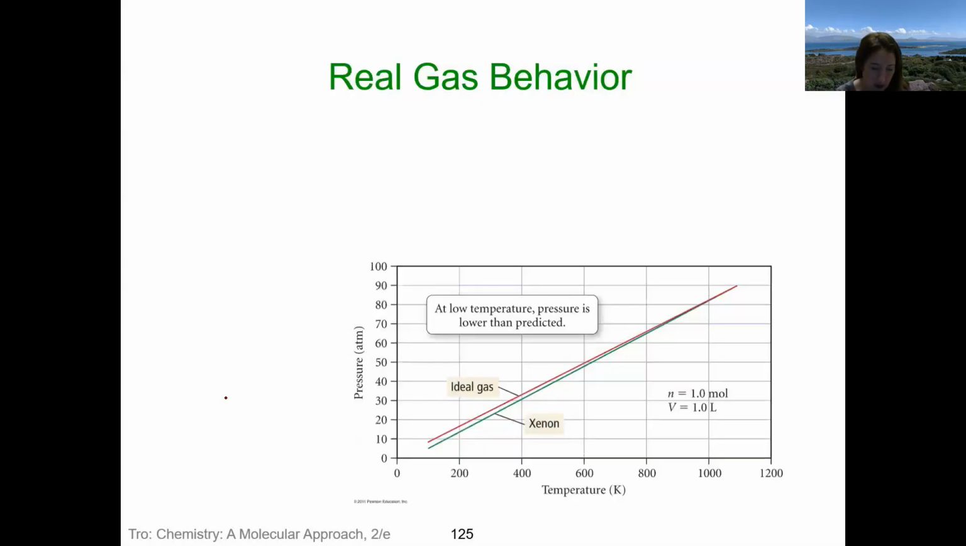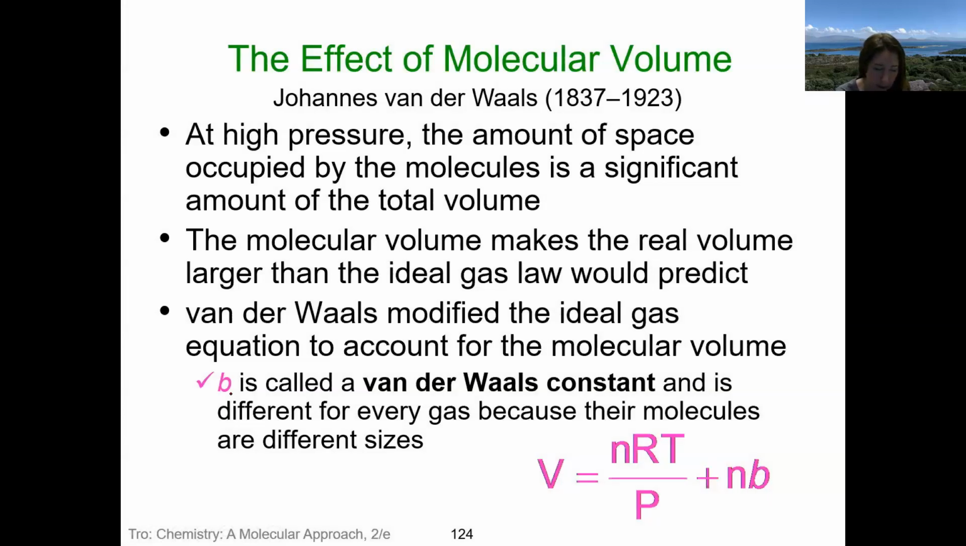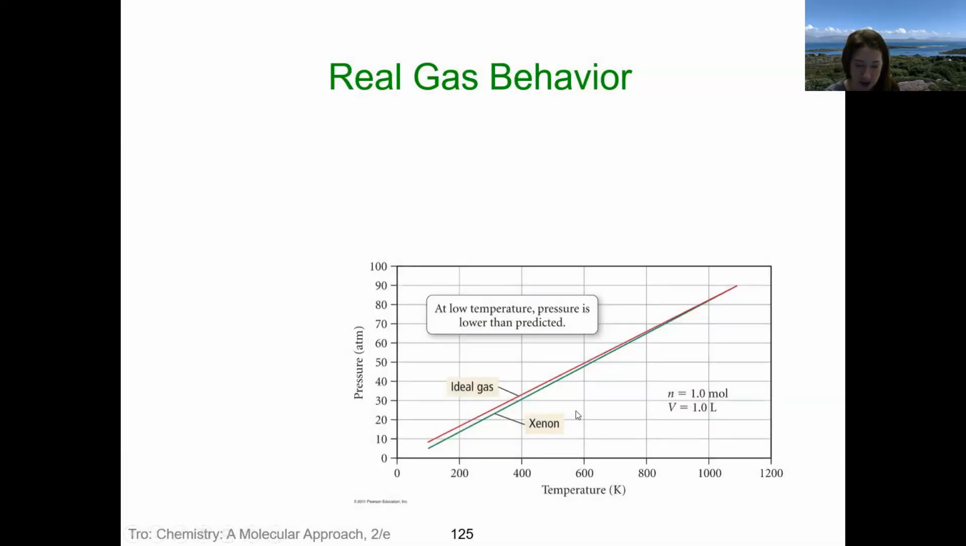So b, we call it the van der Waals constant, and it is different for every gas, because they're all different sizes. So it's like PV equals nRT, but you can see here, plus nb. This accounts for the moles of different gases, and b is just a constant, different for every gas. Again, this is because the particle size makes the volume greater than expected at high pressures.